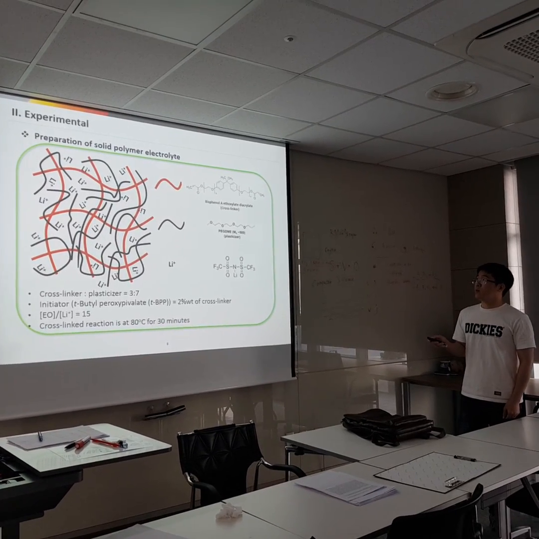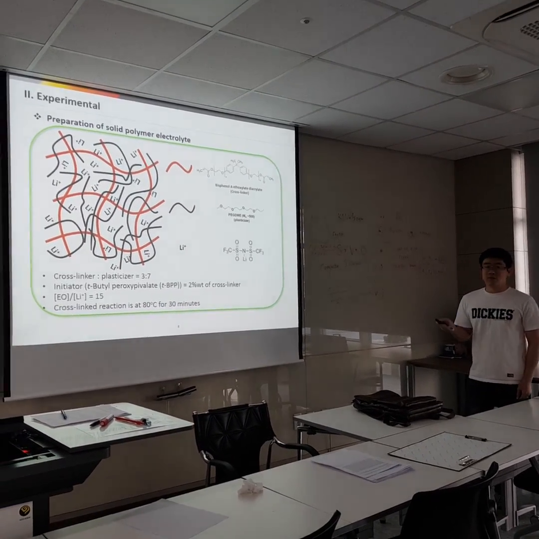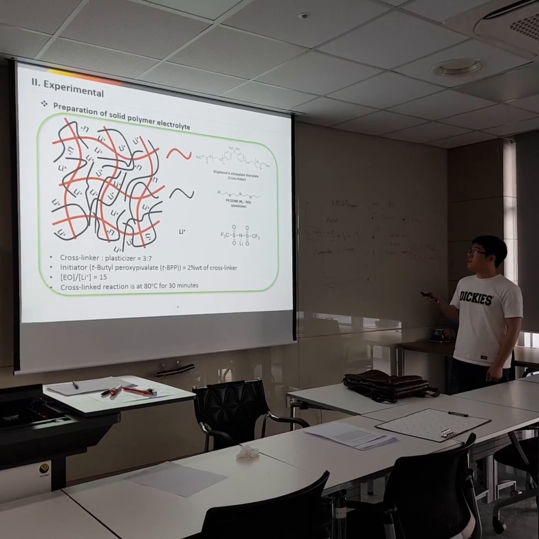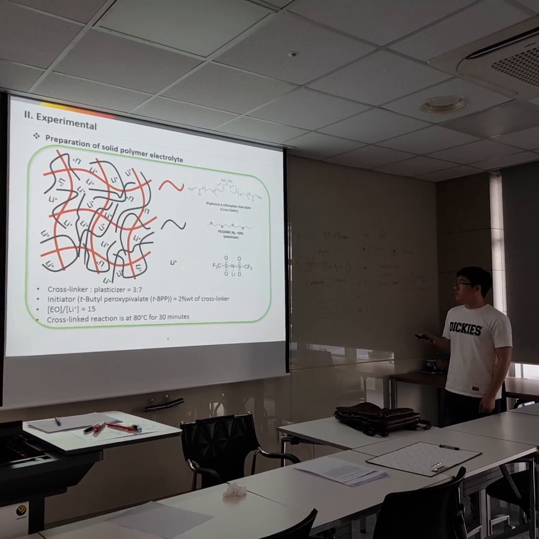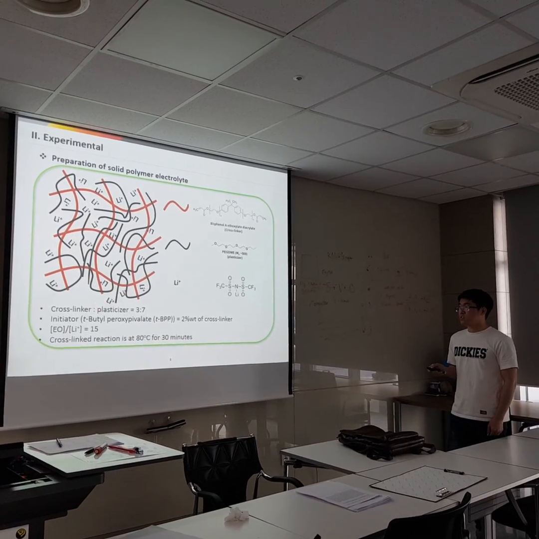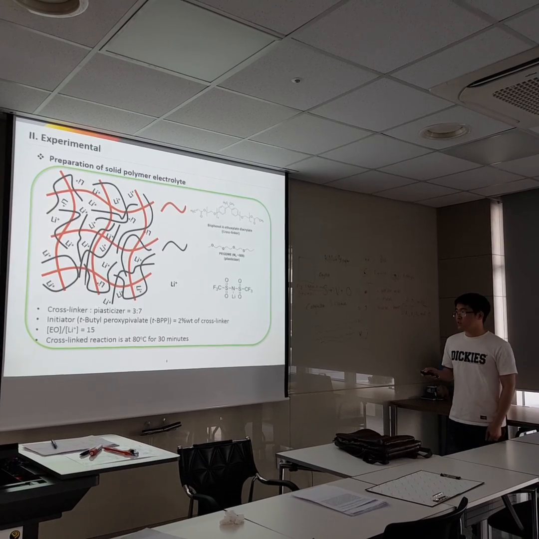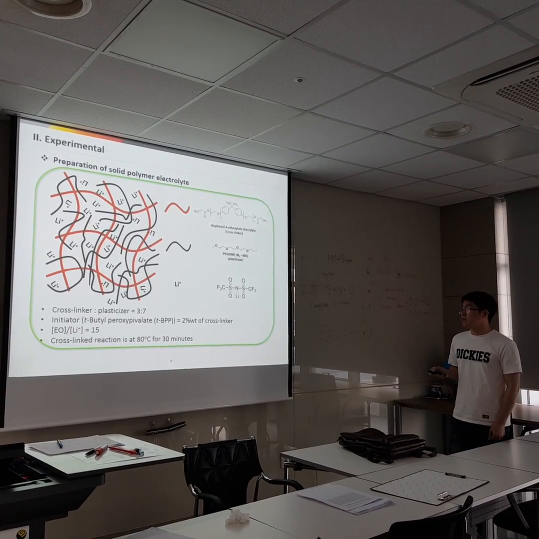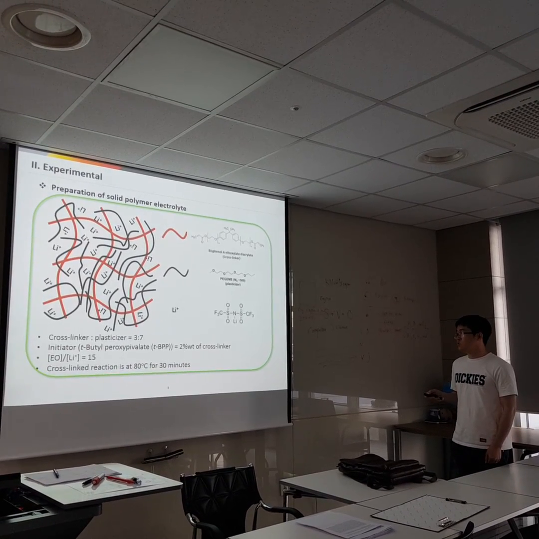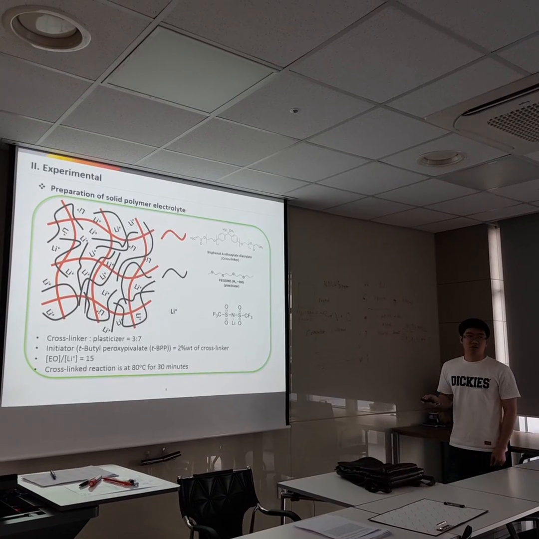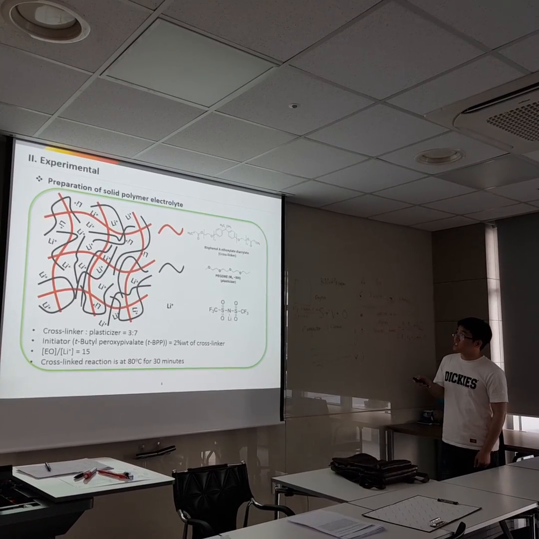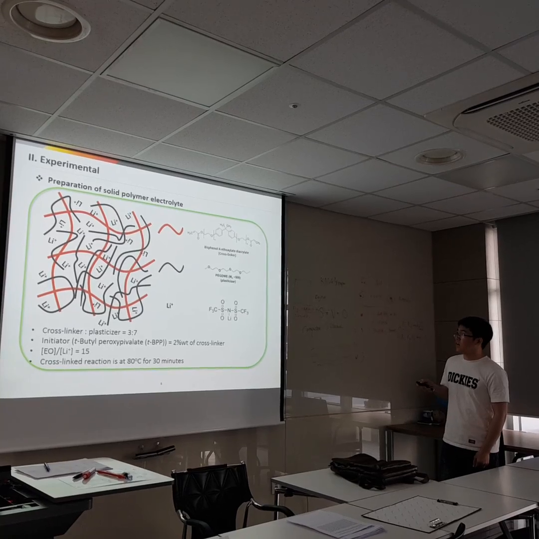This is a process for preparation of solid polymer electrolyte. Firstly, I mix the cross-linker bisphenol A with the plasticizer PEGDME together, and also put the lithium source into the mixture, with the ratio of cross-linker and plasticizer being 3:7, and the ratio of EO and lithium cation being 15. And then I also put the initiator. The amount of initiator is 2% of cross-linker. And then the cross-linking reaction is at 80 degrees for 30 minutes. And this is the solid polymer electrolyte structure after cross-linking reaction.